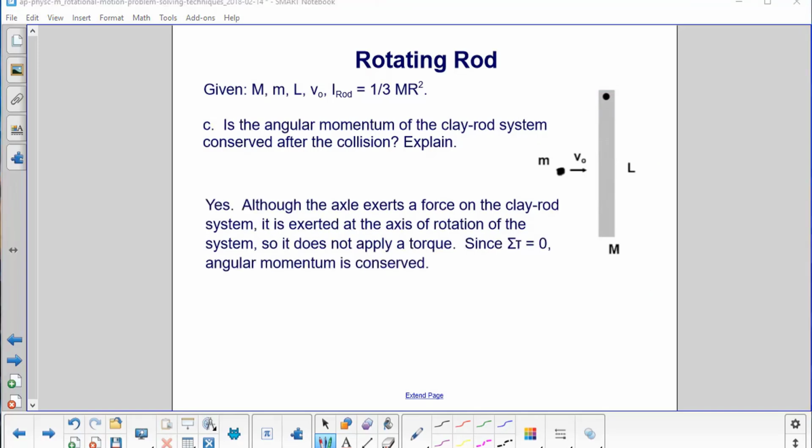Is the angular momentum of the clay rod system conserved? Well, don't get confused. Don't say, well, here's a force, so no, it can't be conserved. But what is this rod rotating about? This axle right here. So you have a force applied to the axle. So your line of action to your axis of rotation is equal to 0, the magnitude, so there is no torque. Whenever you exert a force at your axis of rotation, it provides no torque. So since the sum of the torques is equal to 0, angular momentum is conserved.